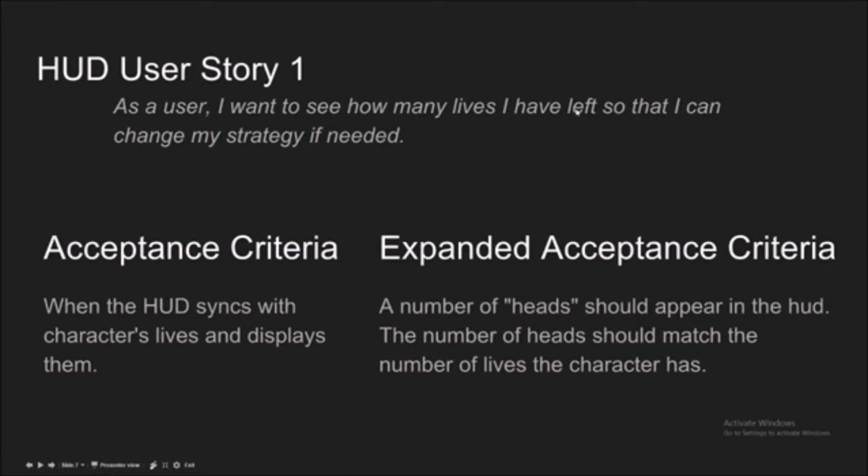For this week's sprint, I am doing the user story for the lives. As a user, I want to see how many lives I have left so that I can change my strategy if needed. The acceptance criteria being when the HUD syncs with characters' lives and displays them, with the expanded acceptance criteria being a number of heads should appear in the heads-up display. The number of heads should match the number of lives the character has.